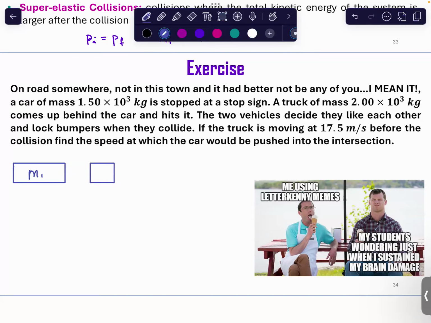And the car is going to be mass 2. We know that initially the truck is moving, the car is sitting still. They hit each other.